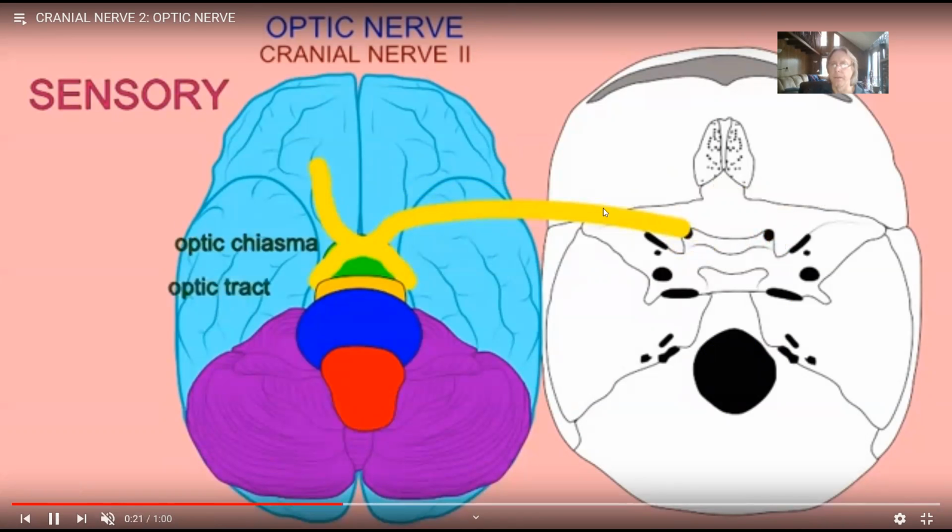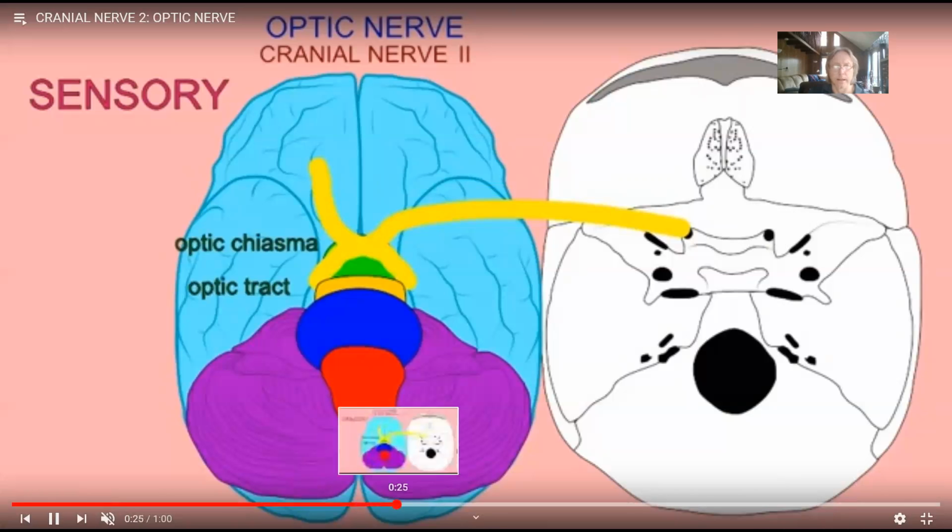But there are the optic nerves, and after the crisscross, called the optic tract. I hate even saying this. Technically, the optic nerve isn't a nerve because a nerve leaves the brain.